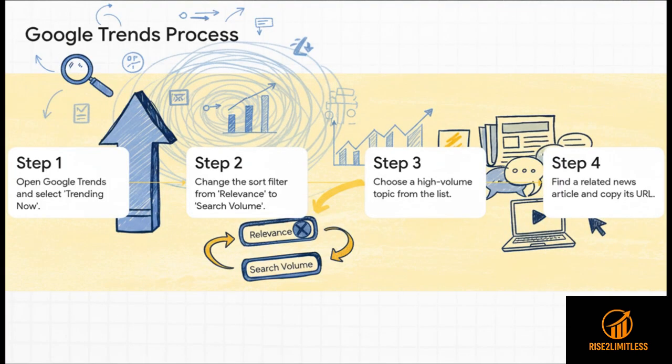So here's the specific workflow. You go to Google Trends, click on Trending Now, and then, this is the real key, you change the filter from relevance to search volume. That little switch shows you what's getting the most raw traffic, not just what Google thinks is important. You just pick a topic from that list, find a news article about it, and copy the link. That URL is basically your raw material.